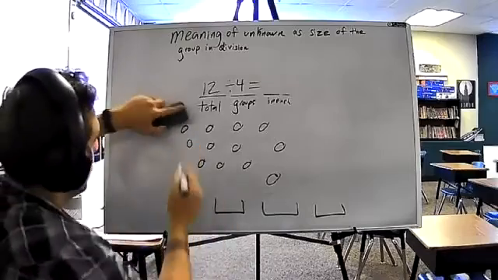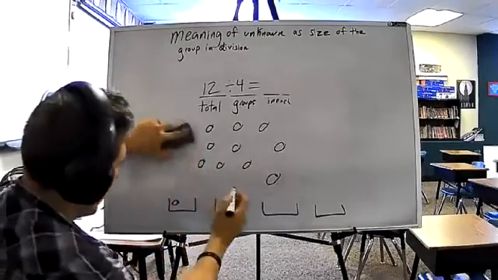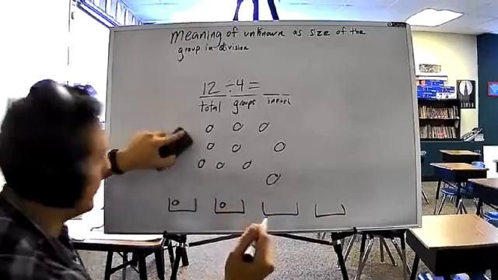So I'm going to move this one right here and put it right there. So now there's 1 in that slot. I'm going to take this one and put it here, and you're just going to keep repeating this.